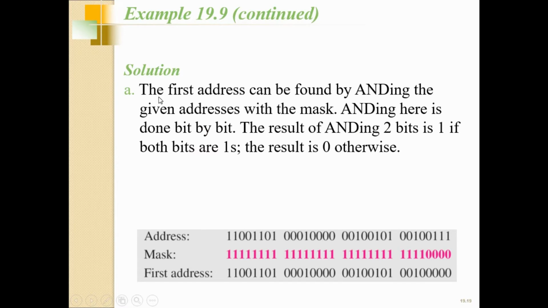For the first address, it can be found by ANDing the given address with the mask. ANDing here is done bit by bit. The result of ANDing two bits is 1 if both are 1, and 0 otherwise. So the address is given to us, the mask needs to be ANDed with the given address, and we will find the first address of the block.